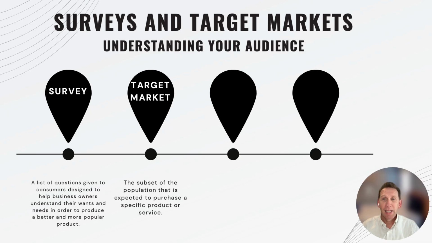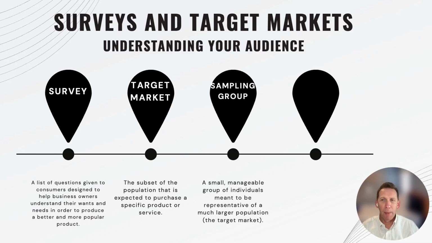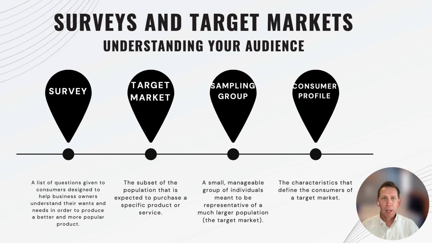Now, your target market is the subset of the population that is expected to purchase a specific product or service. A sampling group is a small, manageable group of individuals meant to be representative of a much larger population, the target market. And finally, your consumer profile. These are the characteristics that define the consumers of a target market. All of these things work together, surveys and target markets, your sampling group, your consumer profile. All of this works toward understanding your audience.